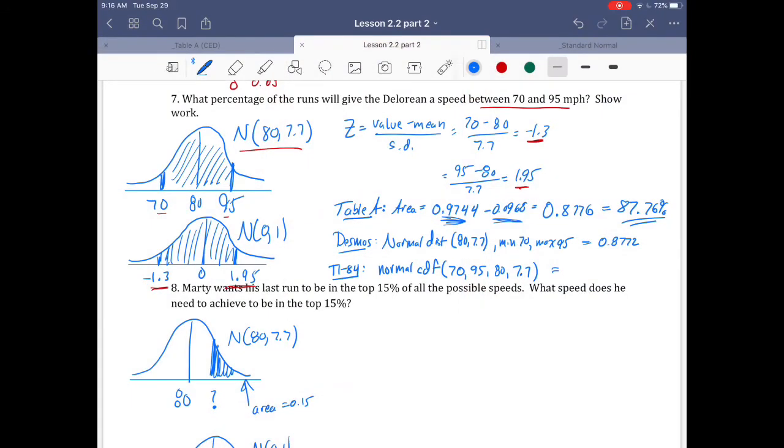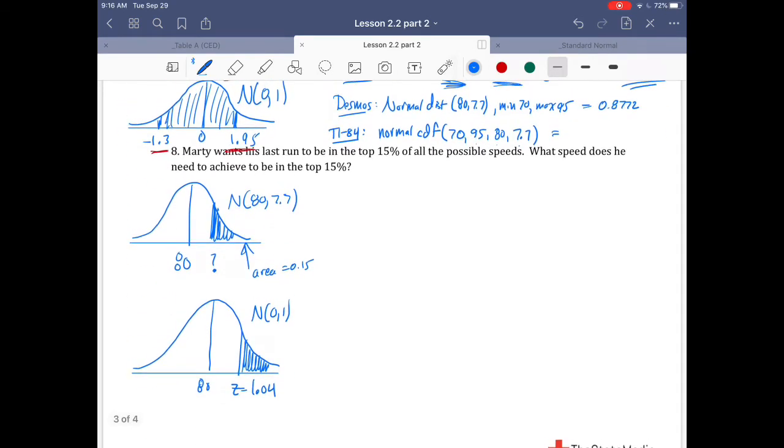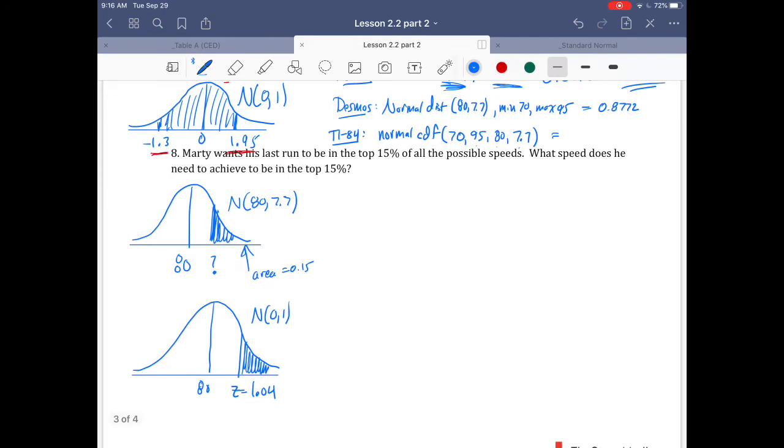And then, of course, if you want to do it on your TI-84, as explained in the previous video, you'd use the normal CDF function with your lower bound, your upper bound, your mean, and your standard deviation to get that same number. Right now, number 8 asks a slightly different question.